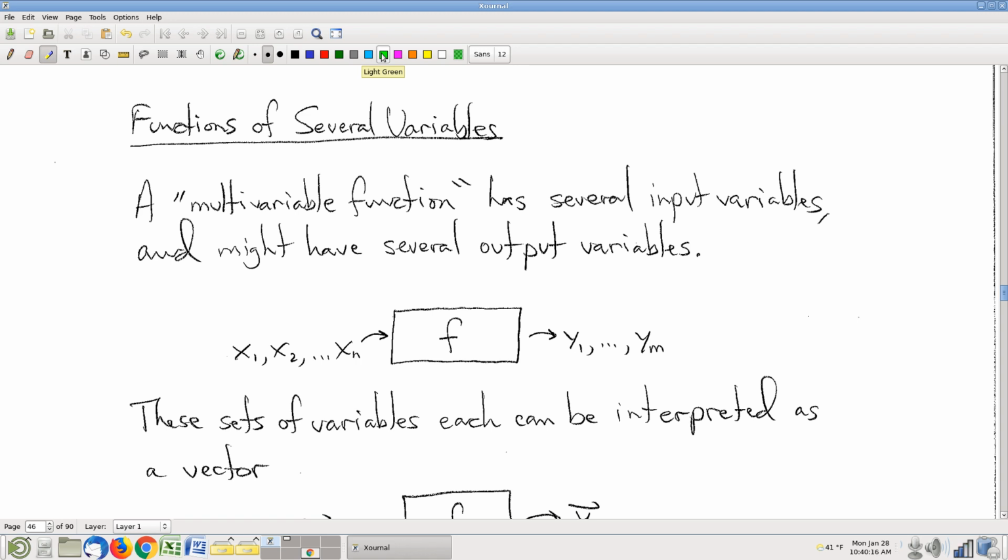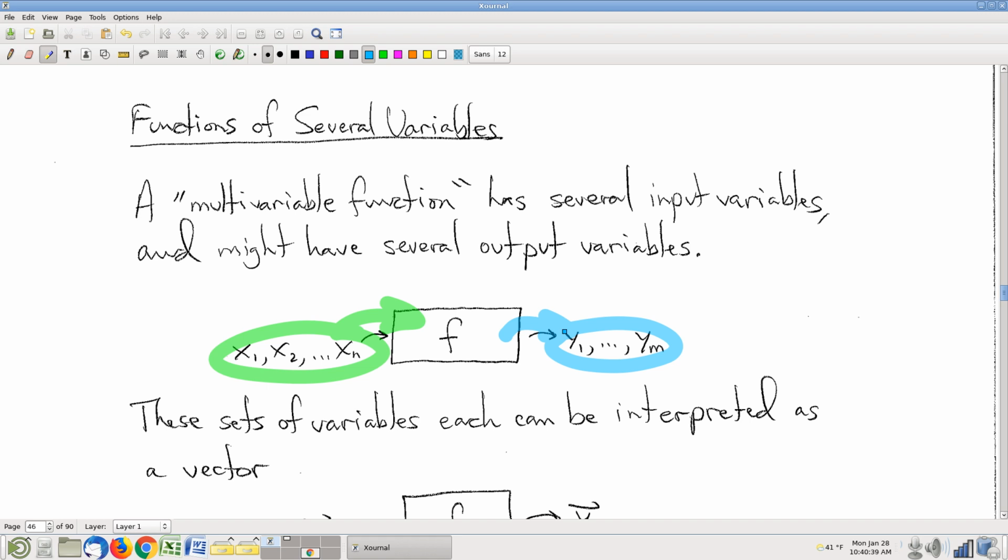All right? Now, we're not going to go that far in Math 212. But we are going to talk about multivariable functions, and in a multivariable function, several numbers go in. Very importantly, not just one number. A bunch of numbers go in, and then quite possibly a bunch of numbers might come out.